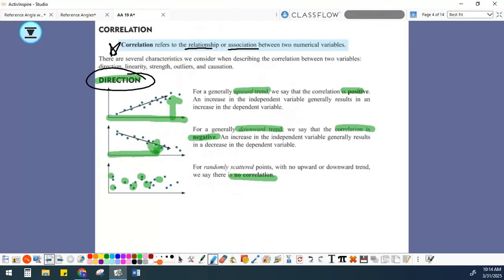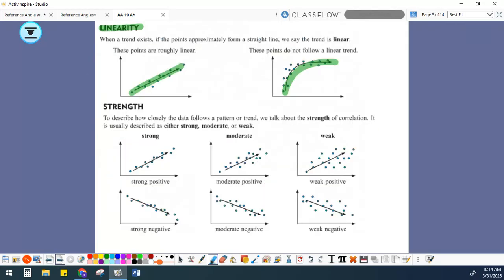Notice direction, linearity, and strength. The tighter the points are to the line, the stronger it is. Notice this line, the points are further apart. This is a weaker correlation because there really isn't a whole lot of connection there. So strong positive, moderate positive, weak positive, and then strong negative, moderate negative, weak negative.